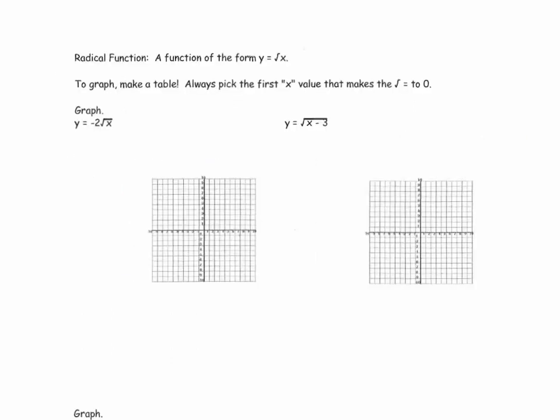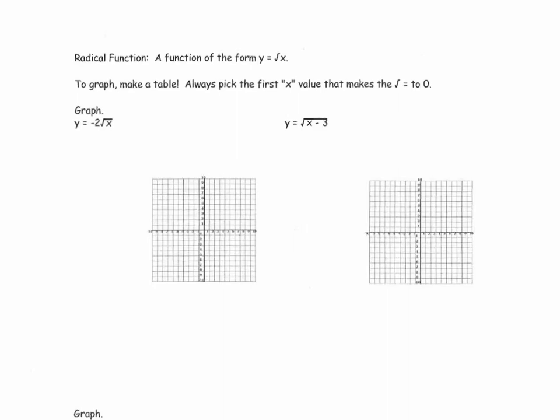Let's take a look at graphing some radical functions. By definition, a radical function is just any function in the form y equals square root x. But we could also have f of x, we could have g of x, and so on. When we graph, we're just going to make our table and pick the first x value that makes the square root equal to 0. So we're going to look at that domain, and we're going to look at the radicand being greater than or equal to that 0 value.